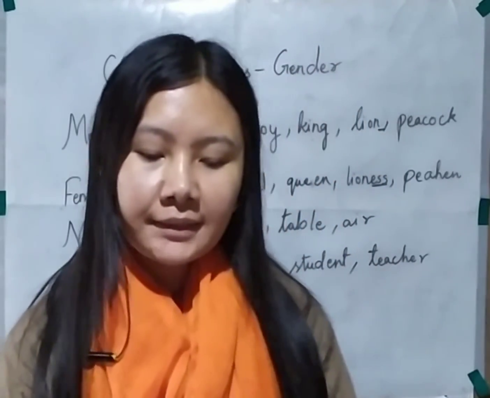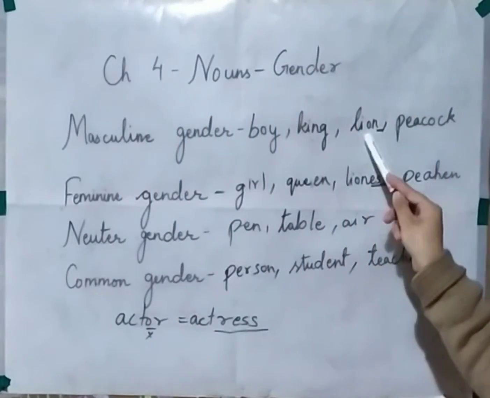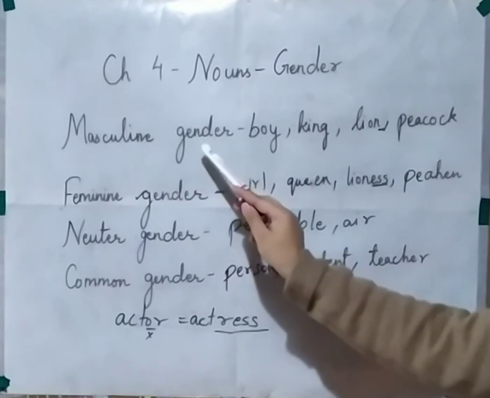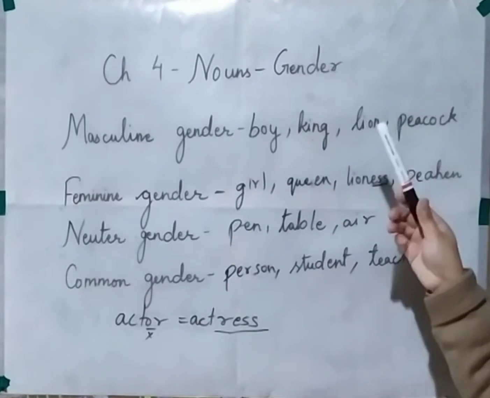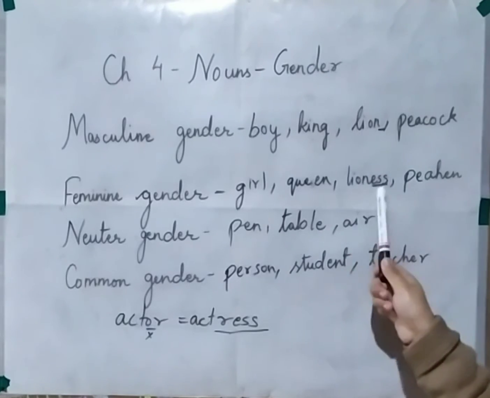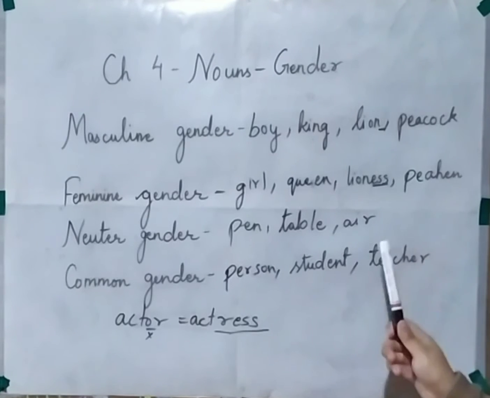Now let's read further. We add ESS to some masculine genders to form feminine gender. So you need to keep in mind that in order to form feminine gender, in some of the masculine gender, we add ESS at the end. Over here on the board, we have written the word lion, which belongs to masculine gender. The noun lion belongs to masculine gender because it's the name of a male animal. And lioness belongs to feminine gender because it's the name of a female animal.